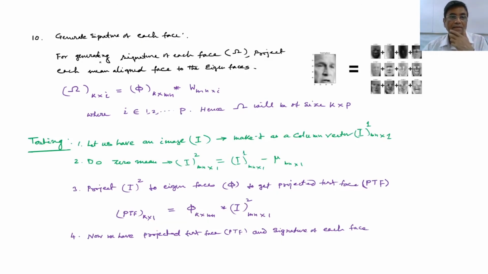Then we need to generate a signature for each face. Eigenfaces we have got, but for each face, for example this gentleman's face, to generate the signature, project each mean aligned face onto all the eigenfaces. This is omega, k cross I, the eigenfaces are k cross mn, and this is the zero mean face mn cross I, where I belongs to 1, 2, 3 up to P. Hence this omega will be of size k cross P.